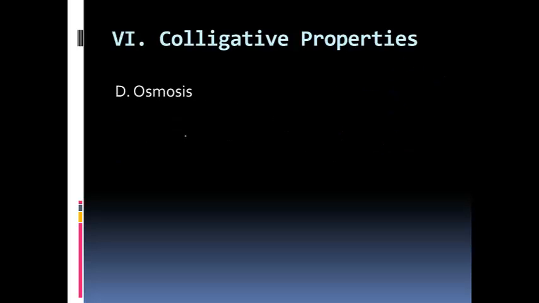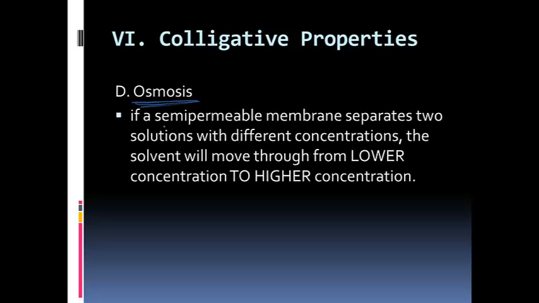Osmosis. You guys learned about this in biology. If you have a semi-permeable membrane and it separates two solutions with different concentrations, the solvent, the water, will move from lower concentration to higher concentration. Remember this. Basically, it's trying to equal out the concentrations. So in order to do that, it has to dilute the more concentrated solution. That's why the solvent moves towards the higher side.